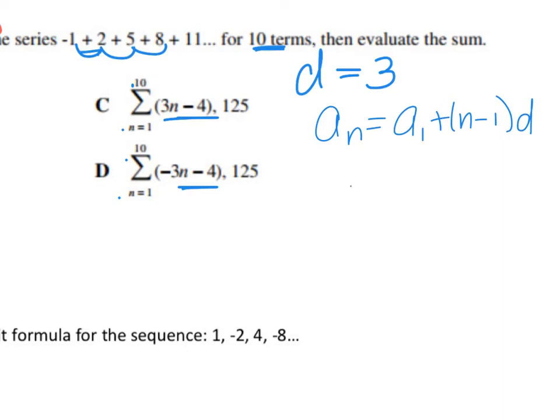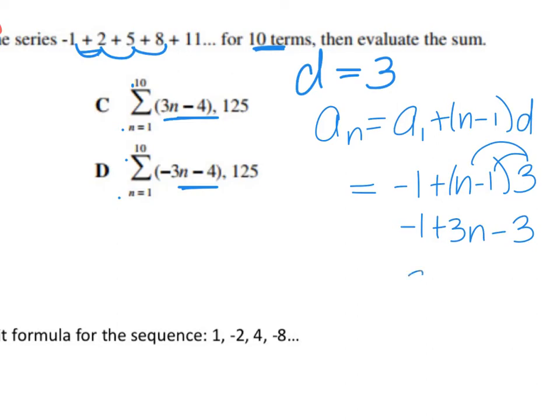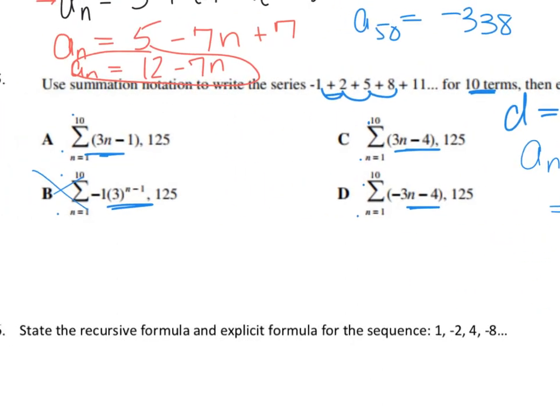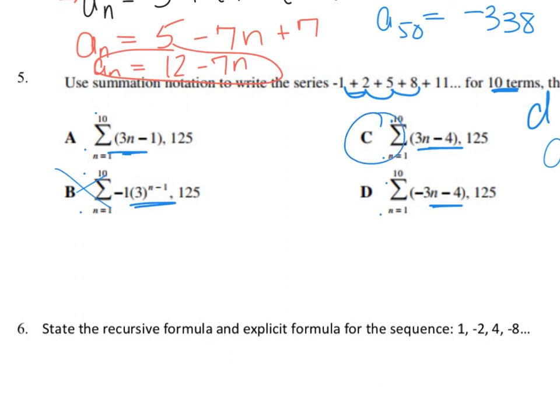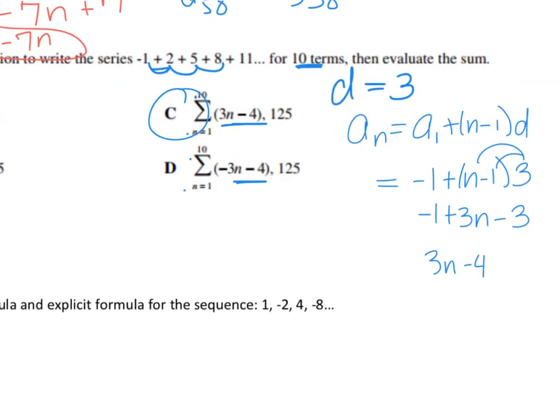Okay, a_1 we have is -1 plus (n minus 1), and d is 3. I'm going to distribute this in, -1 plus 3n minus 3, and then combine like terms, I get 3n minus 4. So it should be choice C, and all of the choices have 125 as an output. But if you're not sure, go to math and then scroll up and find the sigma and type this in, and then you should end up getting 125 as an answer.